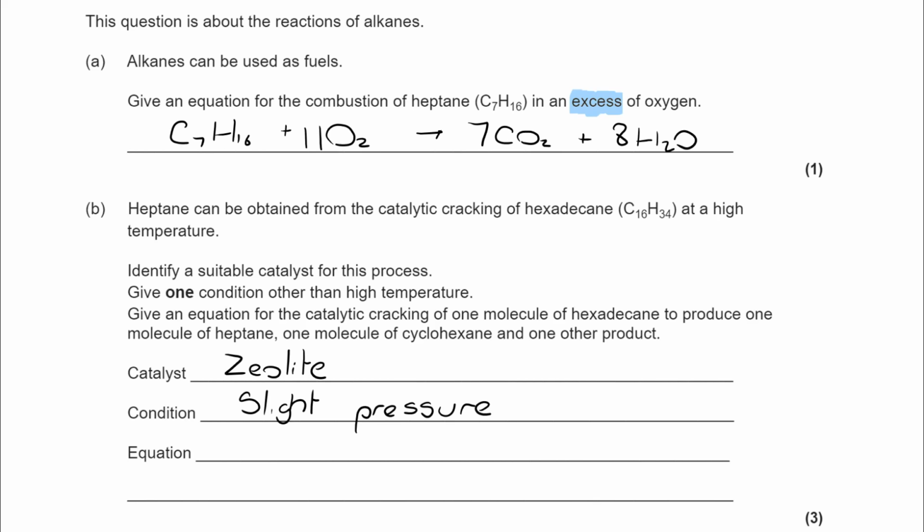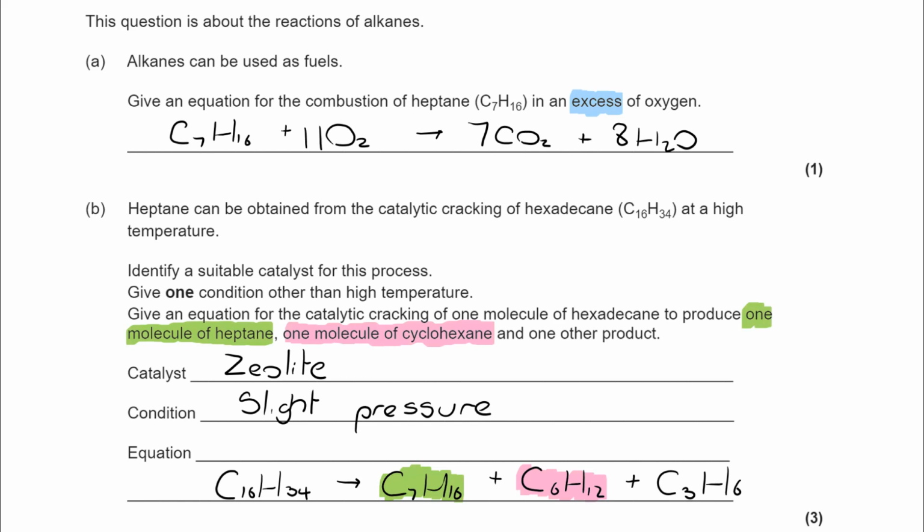The final question here is fairly common. We are told we're making heptane, which we've already been given. We're also told we're making cyclohexane, which you would need to know is a functional group isomer of an alkene, so it would be same general formula as an alkene, C6H12 from CnH2n. So we have that, and it's then simply working out what's left. And I've got 3 carbons and 6 hydrogens, so I'm also making propene.